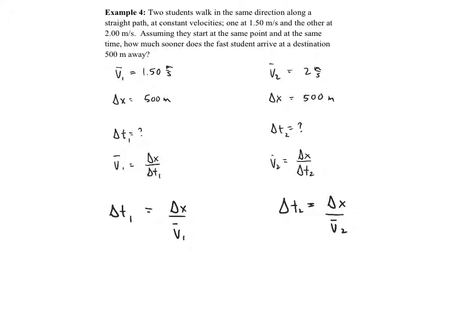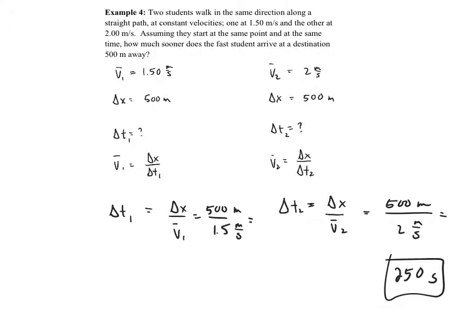So what do we get in these problems? We have 500 over 1.5, and this is in meters, and this is in meters per second. And the second one is 500 over 2. 500 over 2 is 250, that's easy, and that's in seconds. And 500 over 1.5, what am I going to get? 333.3, and that's going to be repeating. Are those my answers, though? They're not my final answers.